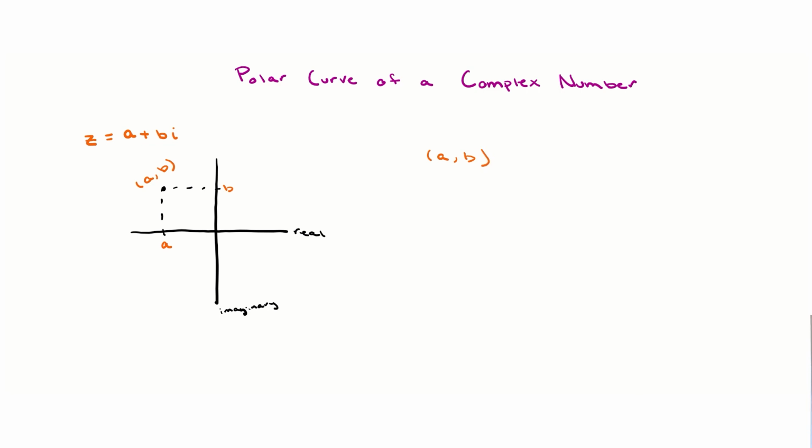Now we want to find the polar curve of our complex number. So we need to factor in r, the distance from the origin, and theta, the angle between the x-axis and r. In our graph, this line represents r, and this angle is theta. So let's take a look at how to turn our complex number into a polar equation.